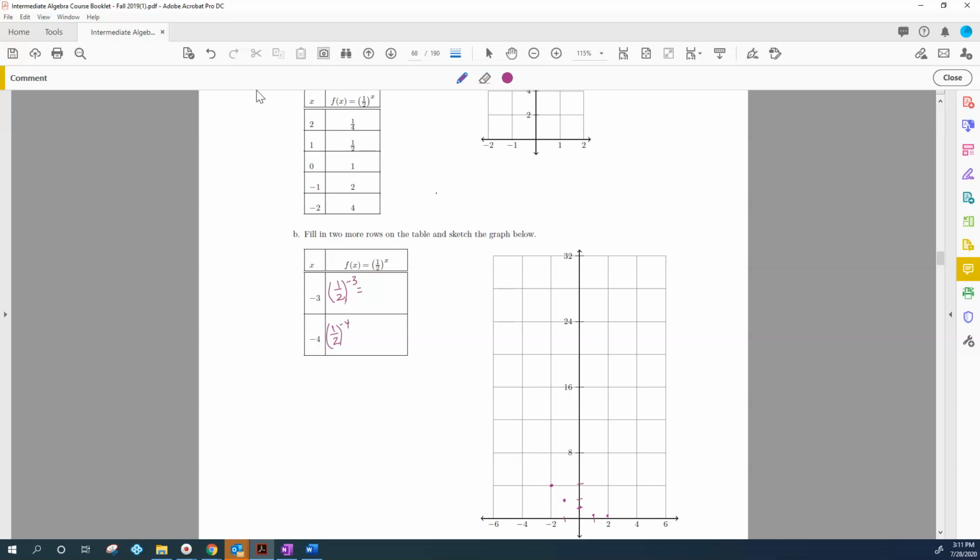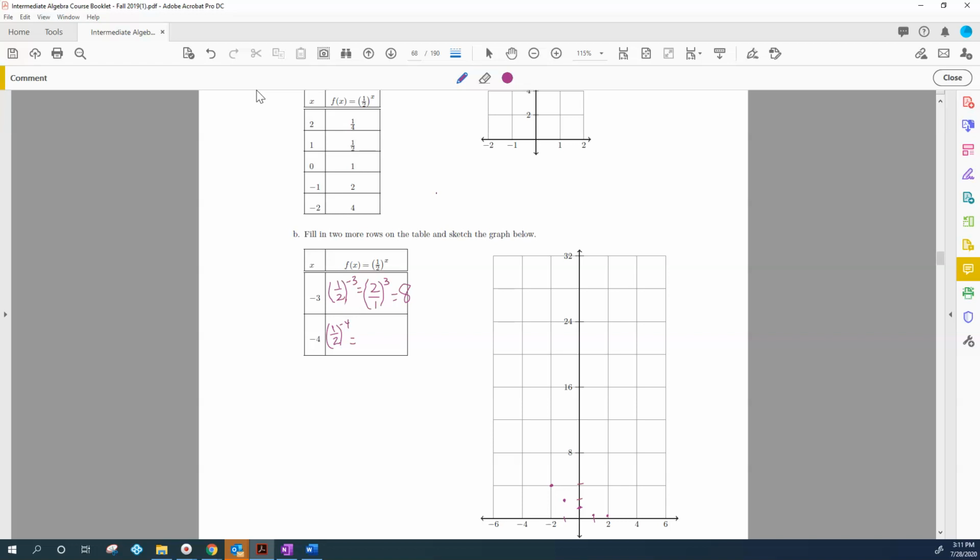Okay, those first 5 points should look something like I have down here in purple on the graph. But I want to find 2 more points. What happens when x is -3 and what happens when x is -4? Remember, when we have a negative exponent, what's really happening is you're flipping it. So you really have 2/1. It flips inside there, and then it's raised to a positive exponent. So that would be just 2 to the 3rd power, which is 8.